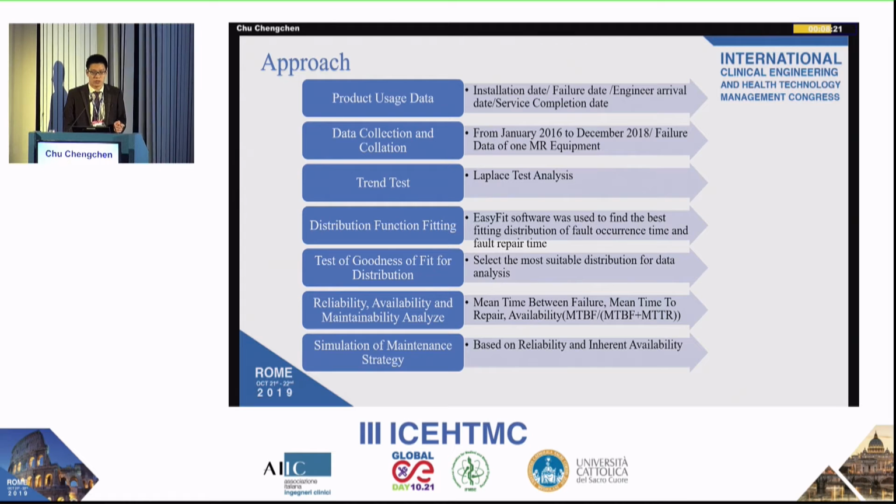Then we use the EasyFit software to find the best fitting distribution of the failure occurrence time and the fault repair time. Then I will test the goodness of fit of the distribution. The seventh step is quantitatively analyzing the reliability, availability, and maintainability of the medical device. So I get the maintenance rate.